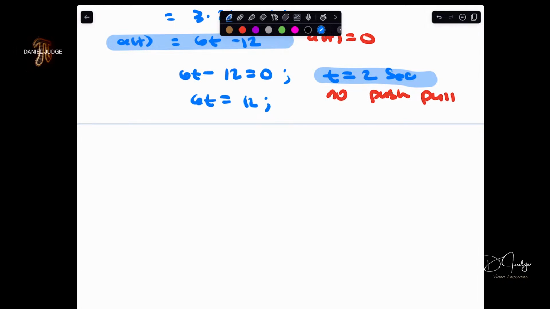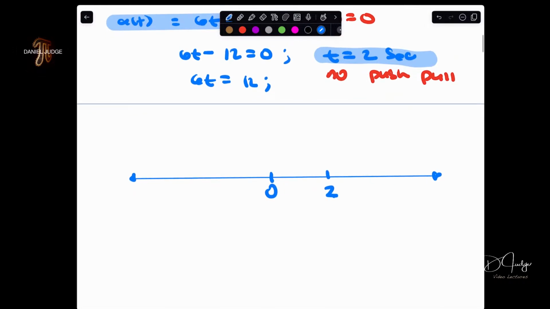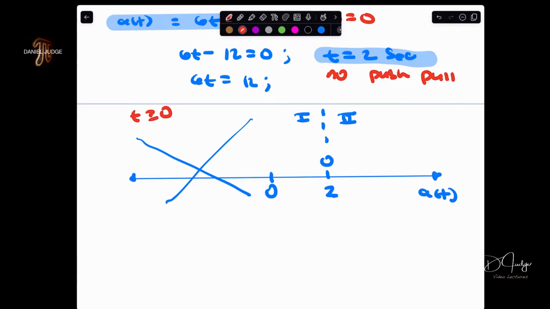Now, in the form of sign analysis here, this is an important piece of information. We know at 2 seconds, if I do it this way, let's put 0, that's important. We know at 2 seconds, acceleration is 0 here. So, region 1 to the left, region 2 to the right. We don't care about any time less than 0 because acceleration, or I should say the position function, like velocity and acceleration, apply only to t being greater than or equal to 0.